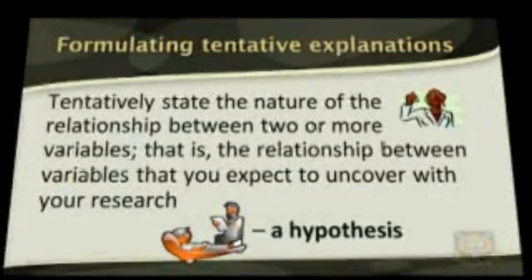Formulating tentative explanations. After identifying an interesting phenomenon to study, the next step is to develop 1 or more tentative explanations that seem consistent with your observations. This means that you tentatively state the nature of the relationship between 2 or more variables. That is, the relationship between variables that you expect to uncover with your research. The tentative statement you offer concerning the relationship between your variables of interest is called a hypothesis. This stated hypothesis must be testable with empirical research.